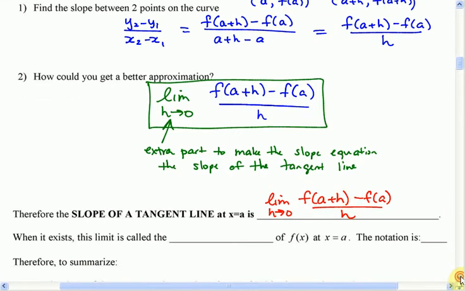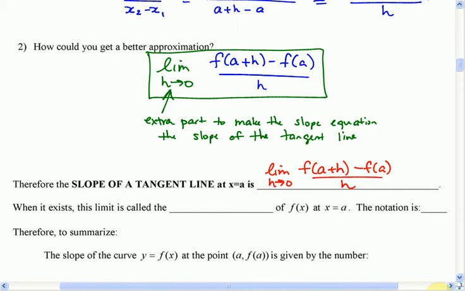And when this limit exists, meaning when there's an actual number, this limit has a special word. Megan, what's the word? Yes, it's called the derivative. Derivative is the key word.